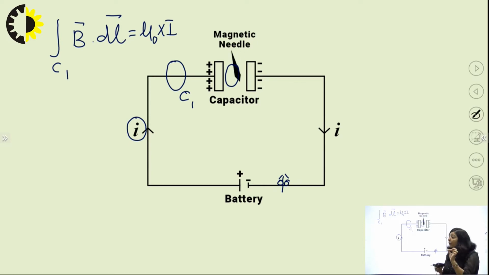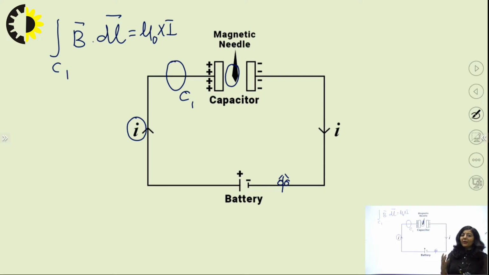Means to get fully charged, these two plates are taking some time, and during that process of charging, from 0 to 10 seconds, at different times, the charge over the two plates will be different, because 10 seconds is the time taken by the two plates to get fully charged. Means from 0 to 10, at different times, the charge over the two plates is different.